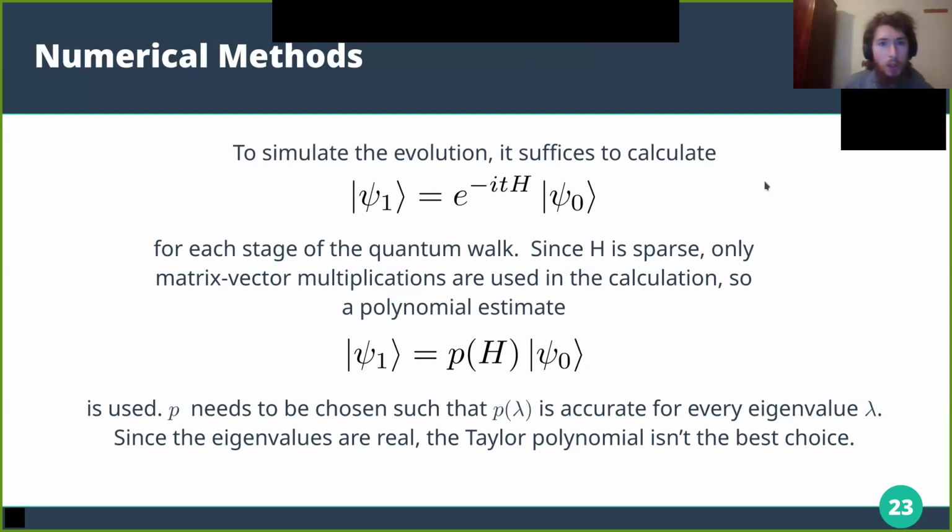So I just wanted to make a quick note on some numerical methods that came up in this work. We have to calculate this matrix exponential. Typically in software, for example in SciPy in Python, the technique used here is to use a Taylor expansion and just evaluate as many terms as you need to reach some specified level of accuracy. However, we can actually do better than that.